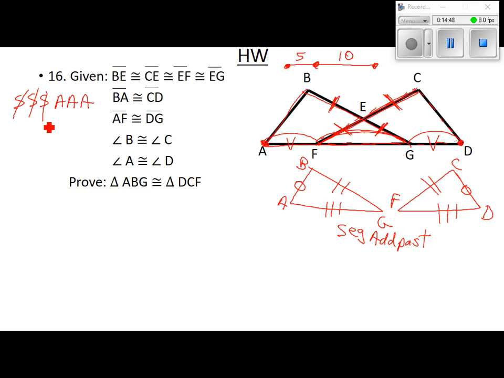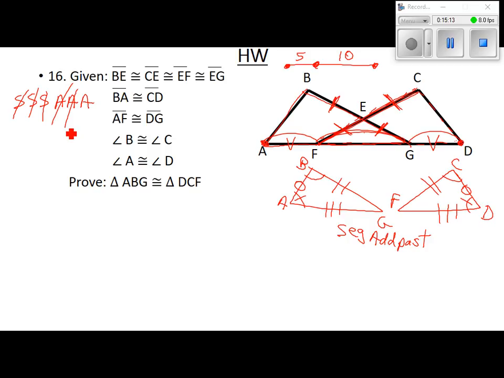So we go down to the next thing. Angle B, is angle B in one of the two triangles? Yeah, it's right here. And we know it's congruent to angle C. So that's a pair of angles. Is angle A in one of the two triangles? Yeah. So we mark it. Angle D is too. Angle D is over there. Now we got two angles. Now we got one angle.